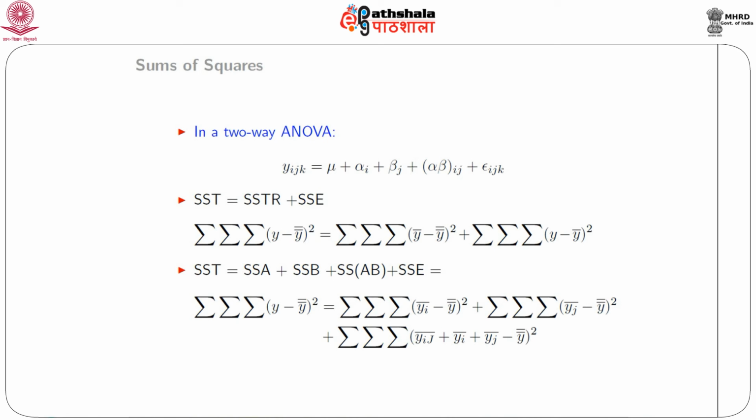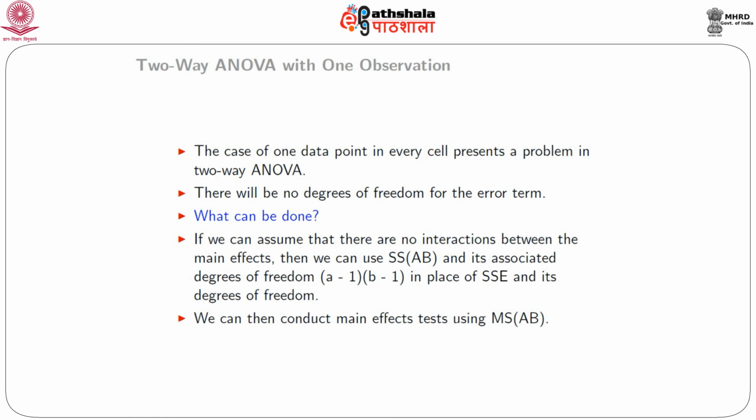Now, we will find out the sums of squares. In a two-way ANOVA, yijk is a very complicated expression that we have seen already. The important thing here is that SST is SSTR plus SSE, and this can be seen very easily just by writing it out explicitly. Now, SST is equal to SSTR, which is split into three parts: SSA, SSB plus SSAB, and you can read the various hairy expressions with triple sums yourself.